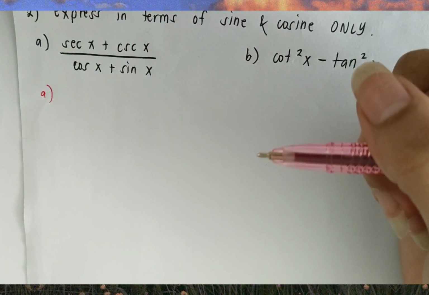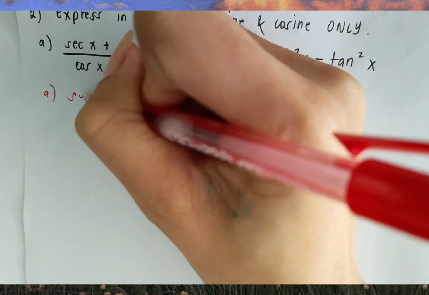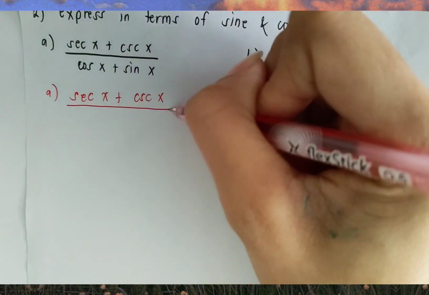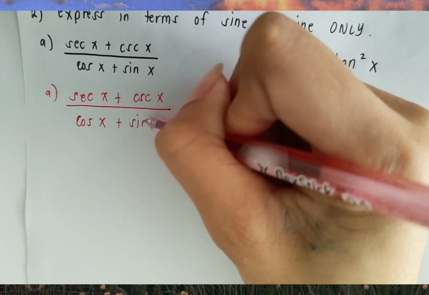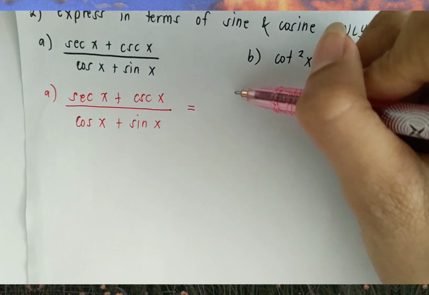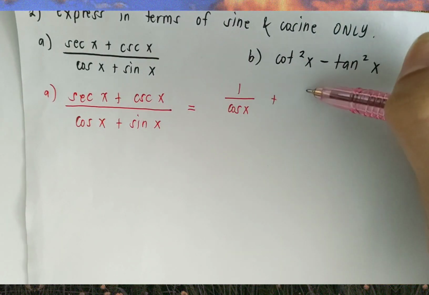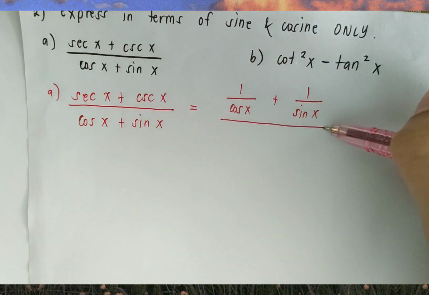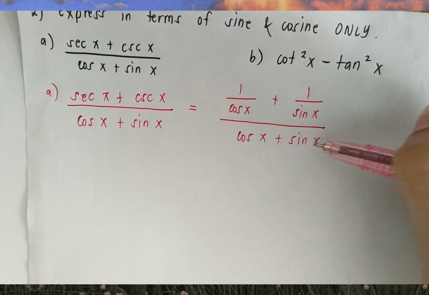We use the reciprocal identities for letter A. So we have here secant x plus cosecant x all over cosine x plus sine x is equivalent to 1 all over cosine x plus 1 all over sine x, all over cosine x plus sine x.